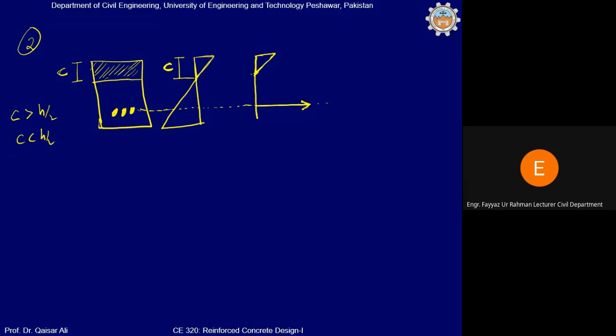We will develop a relation ahead for how to calculate the value of c at this stage. But of course it will be less than h by 2 because now the concrete in the tensile portion is cracked. Clear?